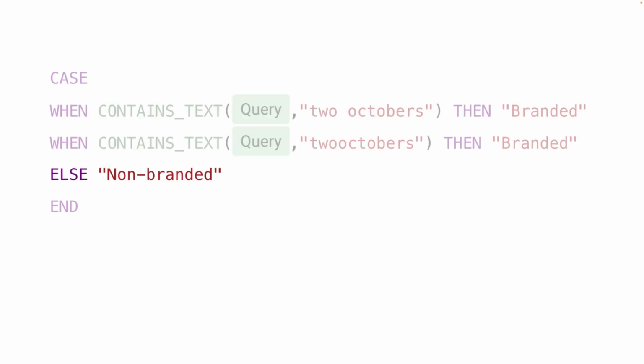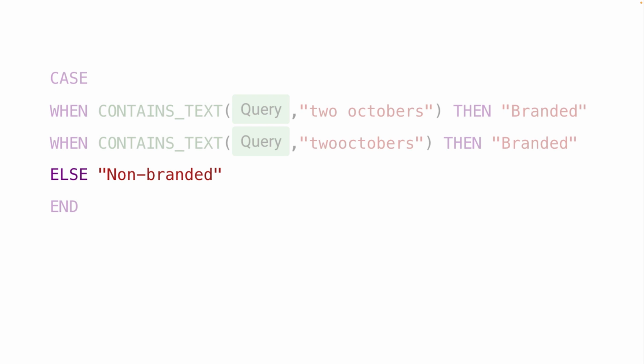The next thing I've done is added this else condition. So if none of these when statements is true, in my case, if 2 Octobers with a space is not found or 2 Octobers is not found in a query, then label that query as non-branded. And to finish things off, we have that end statement. So that's the structure of a case statement.